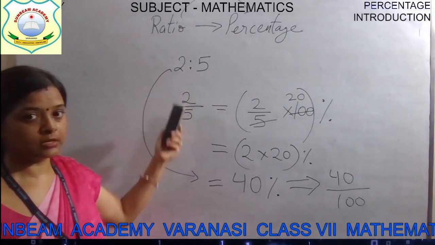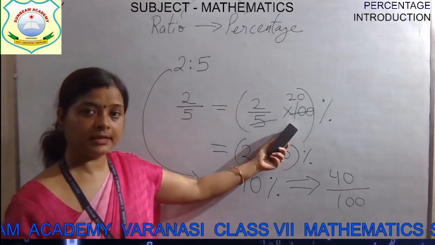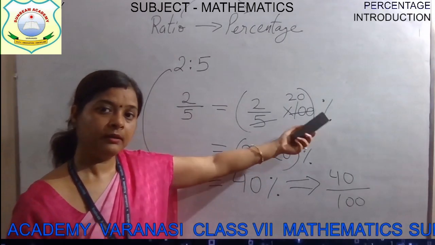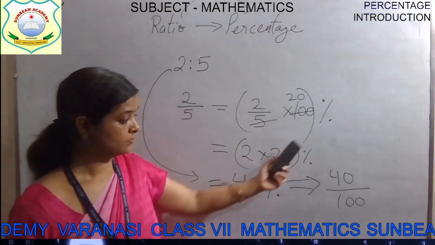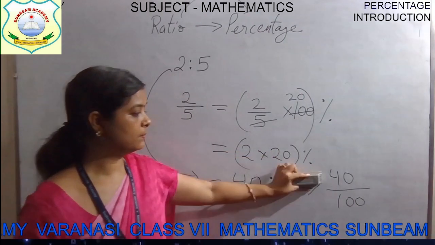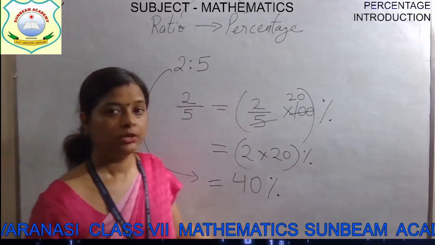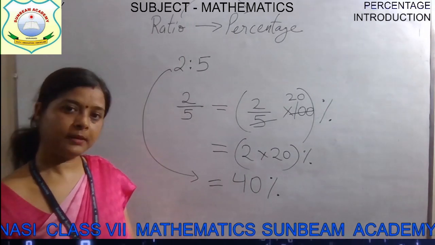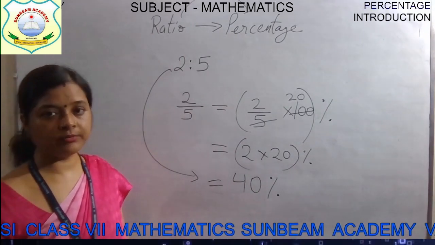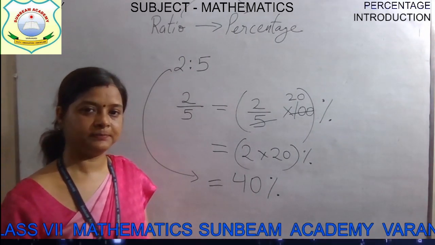Ratio. First convert to fraction. Fraction will be converted into percentage by multiplying it with 100 and just writing the percentage sign also. Whatever answer will come, it will come in percentage. No need to write this, children, I am just explaining it. You have to convert into percentage, so you have to leave here 40%. 2:5 is same as, in percentage it is same as 40%.